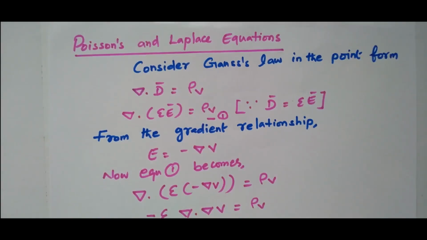Now we'll see the Poisson and Laplace equations, right? We start from Gauss law in point form, ∇·D equals ρv, right? We start from this expression, ∇·D equals ρv. You know that D equals εE, so we replace D with εE. So ∇·εE equals ρv.